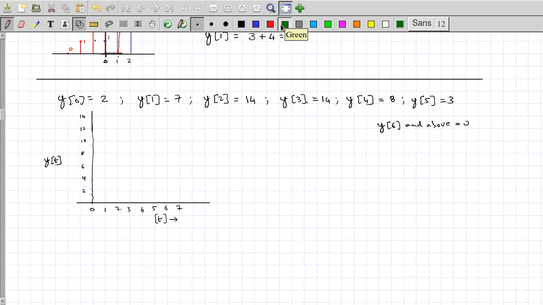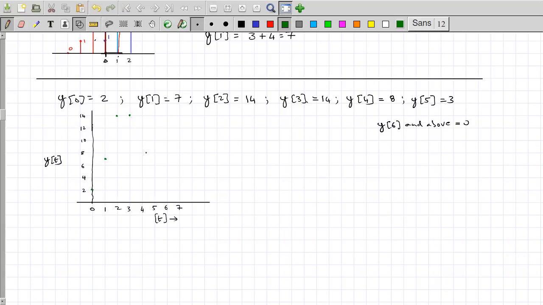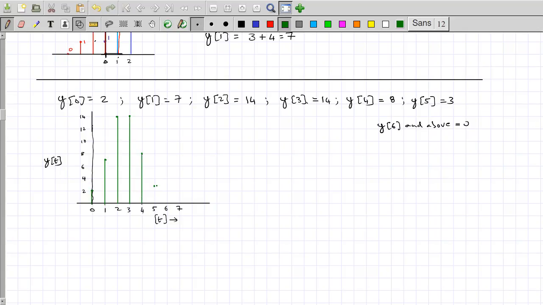And so what was it now? y0 was equal to 2 right there, y1 was equal to 7, it will be in the middle here, y2 was 14 right here, y3 was also 14 right there, y4 was 8, which is here, y5 was 3, which is here. And I can draw the vertical bars. And the rest of them over here are 0.